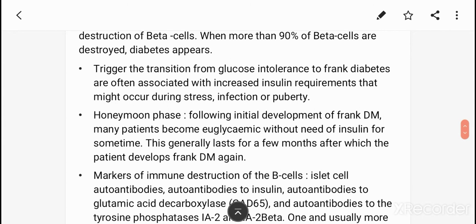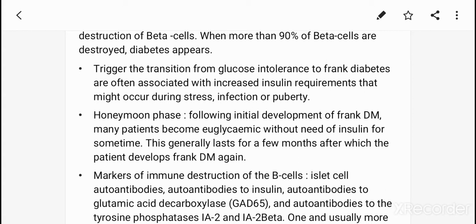Triggers for the transition from glucose intolerance to frank diabetes are often associated with increased insulin requirements that might occur during stress, infection, or puberty. There is something called the honeymoon phase. Here, following initial development of frank DM, many patients become euglycemic without need of insulin for some time. This generally lasts for a few months, after which the patient develops frank DM.